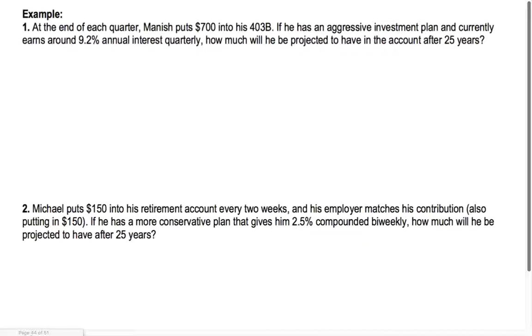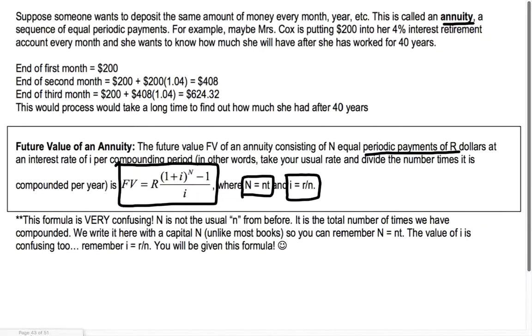So if he has an aggressive investment plan and currently earns about this interest quarterly, how much will he be projected to have in his account after 25 years? Okay, so we've got a lot of stuff going on in this formula. Let's write the formula. I will give it to you on the test because I don't know it either. I have to flip back every single time.